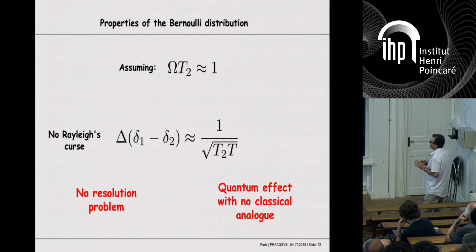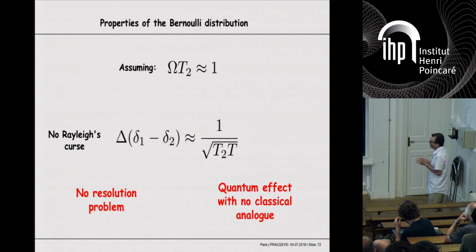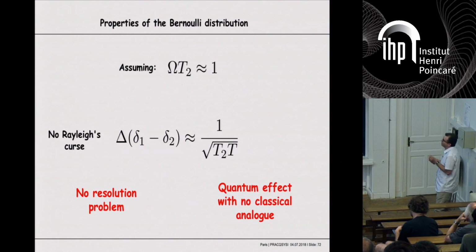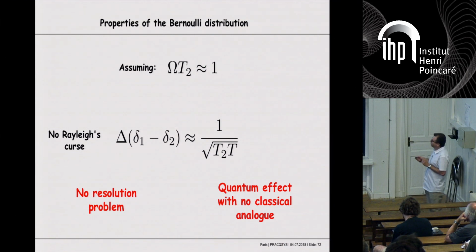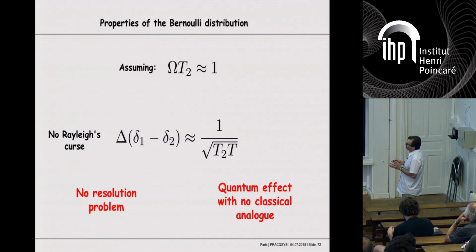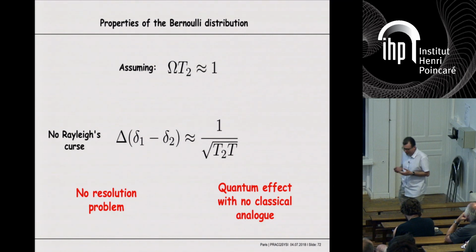So suppose omega T2, where T2 is the coherence time and omega is the strength of the signal, are more or less comparable, so it's more or less 1. Then we go back to the simple equation that we get from regular quantum sensing, 1 over square root of T2 times the total time. And it seems that there is no resolution problem, and the Rayleigh curse is bypassed.